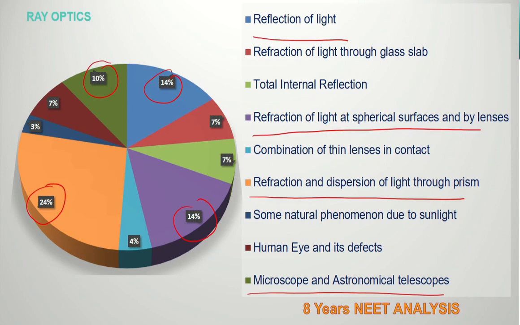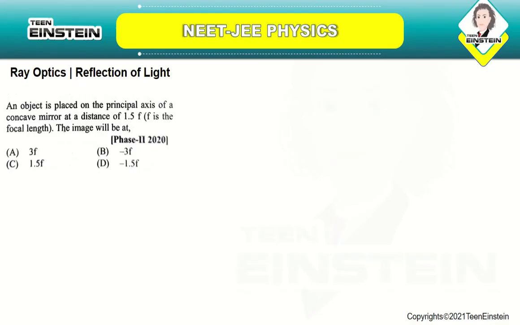So, the majority of questions were coming from these four topics: reflection of light, refraction of light at spherical surfaces and by lenses, refraction and dispersion of light through prism, and microscope and astronomical telescopes. We will try to solve all the sample problems from these different subtopics, and we will give more importance to these specific topics like reflection of light, refraction and dispersion of light, and microscope and astronomical telescopes. So, let us now see the first question.